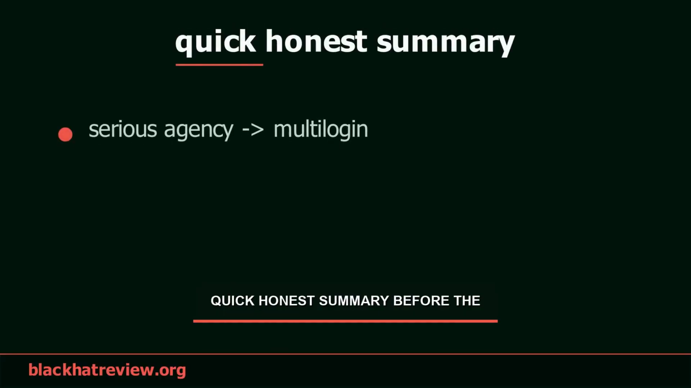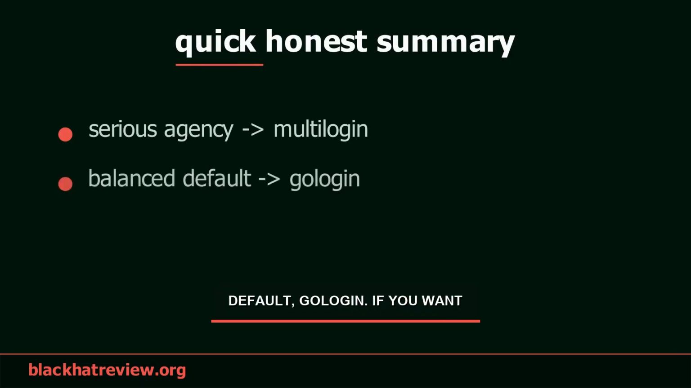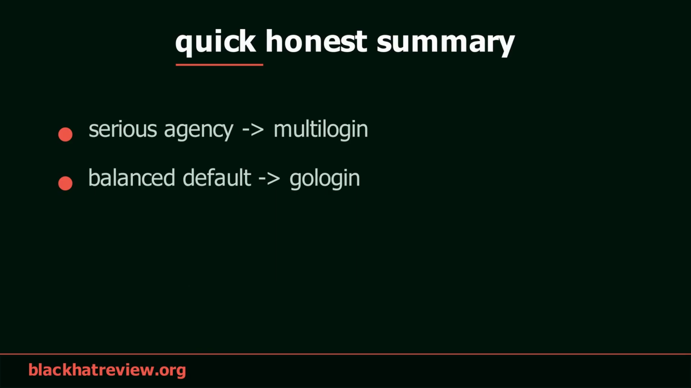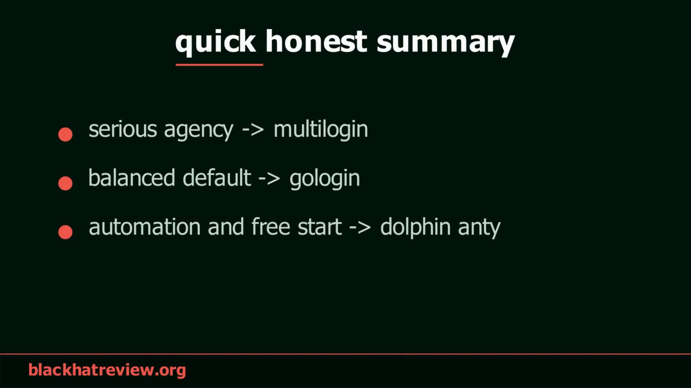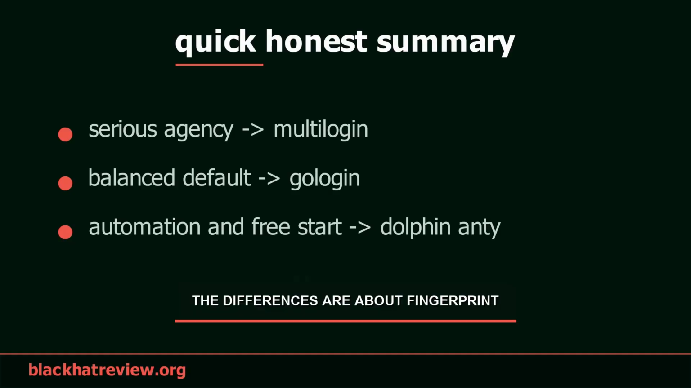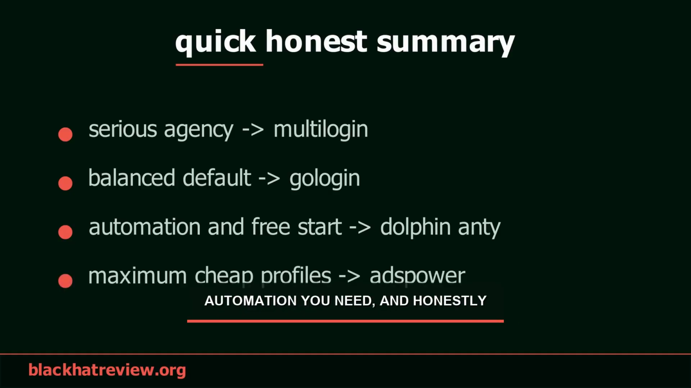So a quick honest summary before the catch. If you are a serious agency, Multilogin. If you want a balanced default, GoLogin. If you want strong automation and a generous free start, Dolphin Anti. If you want maximum cheap profiles with good automation, AdsPower. All four are legitimate. The differences are about fingerprint quality, price, and how much automation you need.